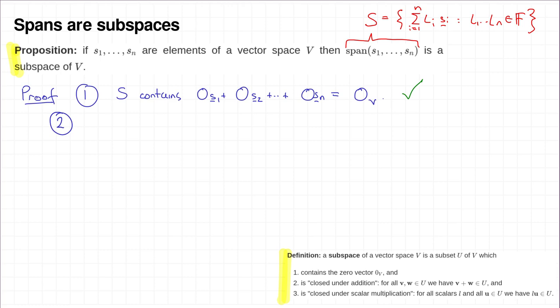Right, let's do condition 2. Condition 2 is about closure under addition, so I have to take two arbitrary elements of S and prove that their sum is in S. So what do elements of S look like? They look like linear combinations of S1 up to Sn. So we can write those in summation notation just to make it a bit quicker to write. One arbitrary element looks like the sum of Li times Si, and another element might look like the sum of Mi Si. Let those things be elements of S. We've got to prove that their sum is also in S.